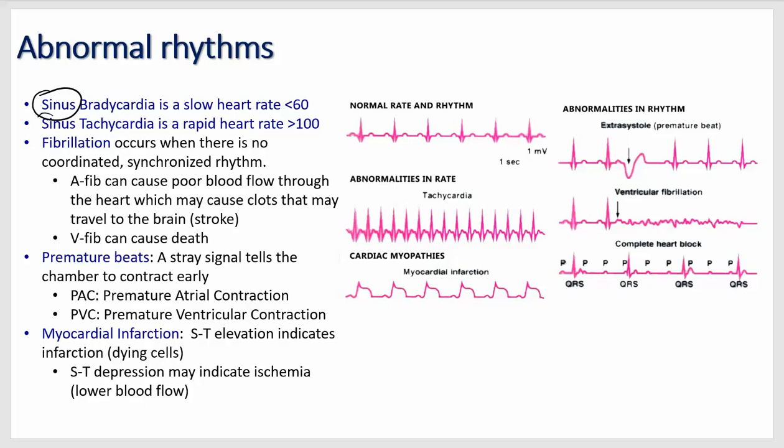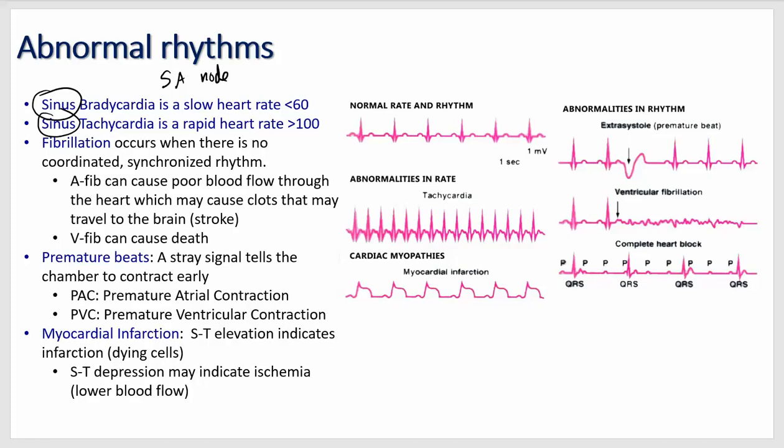We use this word sinus because we're talking about the SA node. That's where it originates. If it originates in the SA node, we call it a sinus rhythm. And if it's originating in the SA node, but it's slower than 60, we say it's sinus bradycardia. Brady meaning slow. Sinus tachycardia is if it's over 100, tachy meaning fast.